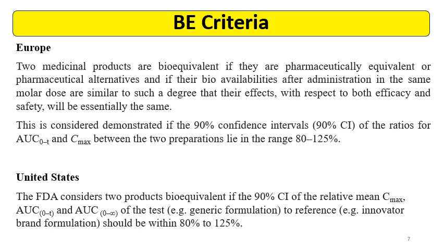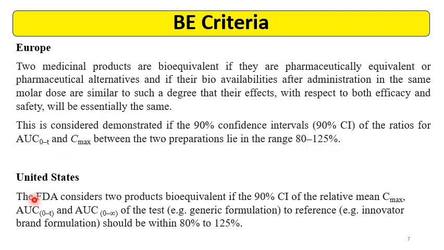Then as per Europe and US, we will see. As per Europe, two medicinal products are bioequivalent if they are pharmaceutical equivalents or pharmaceutical alternatives, and if their bioavailabilities after administration in the same molar dose, that means same strength, are similar to such a degree that their effects with respect to both efficacy and safety will be essentially the same. This is considered by demonstrating that the 90% confidence interval, that is 90% CI, of the ratios of AUC and Cmax between the two preparations lies in the range of 80 to 125%.